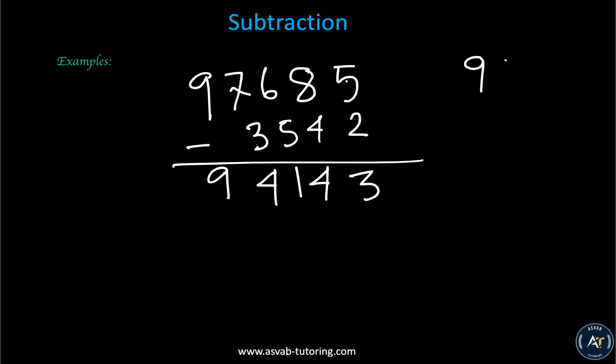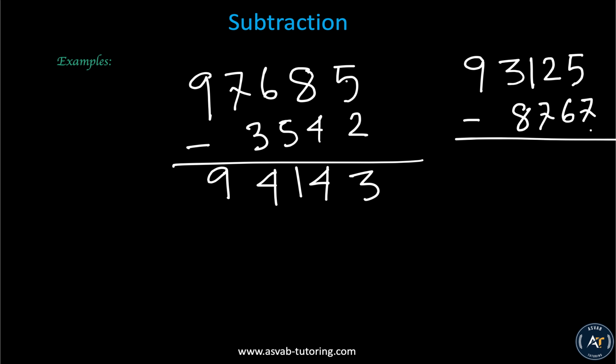9,3125, and then minus 8767. Now look at it here. Normally you cannot subtract a small number from a big number, right? So what you need to do, you need to borrow. So 7 you cannot subtract from 5. So you need to make this another 15. You need to borrow from the next one, that becomes 1. So 15 minus 7 is 8.